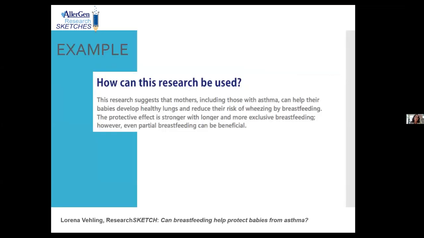And here's an example from a research sketch by Lorena Veiling. She says, this research suggests that mothers, including those with asthma, can help their babies develop healthy lungs and reduce their risk of wheezing by breastfeeding. The protective effect is stronger with longer and more exclusive breastfeeding. However, even partial breastfeeding can be beneficial.